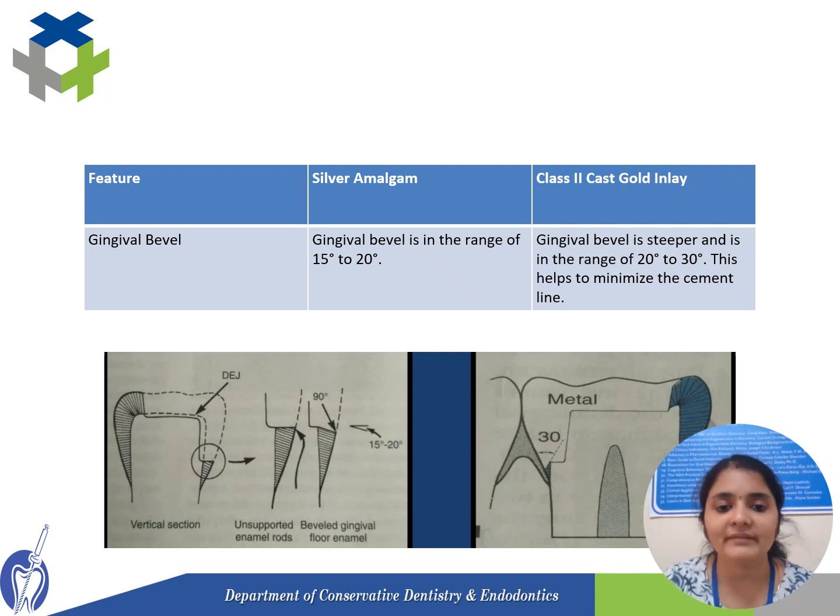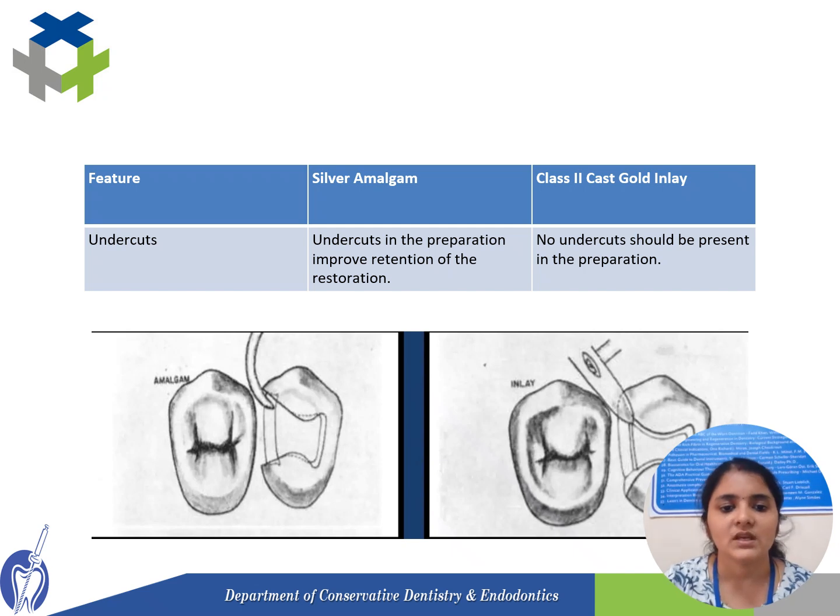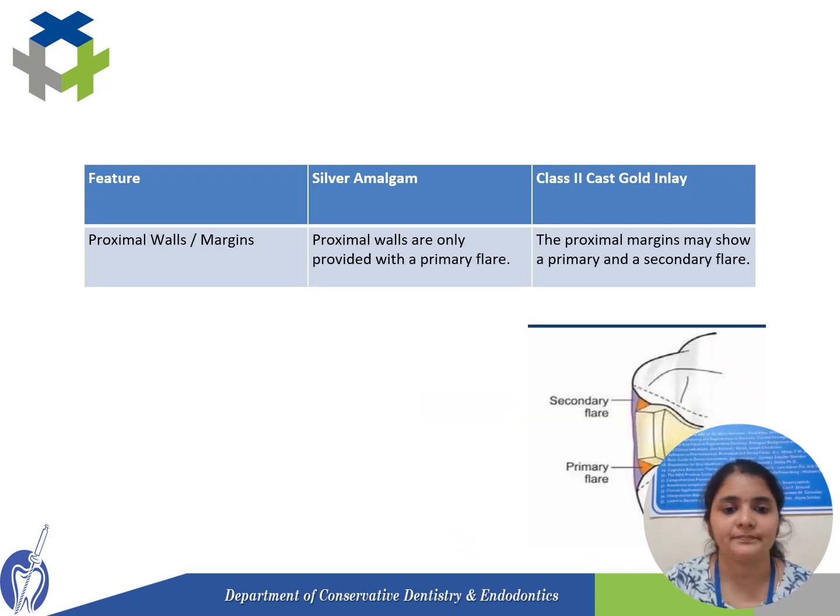Coming on to gingival bevel, it is in the range of 15 to 20 degrees. It will be very mild in the case of silver amalgam. Whereas in a class 2 cast gold inlay, the gingival bevel is steeper and is in the range of 20 to 30 degrees. As shown here, this helps to minimize the cement line. Coming on to undercuts, undercuts in the preparation improve the retention of the restoration in the case of silver amalgam. Whereas in a class 2 cast gold inlay, no undercut should be present in the preparation.